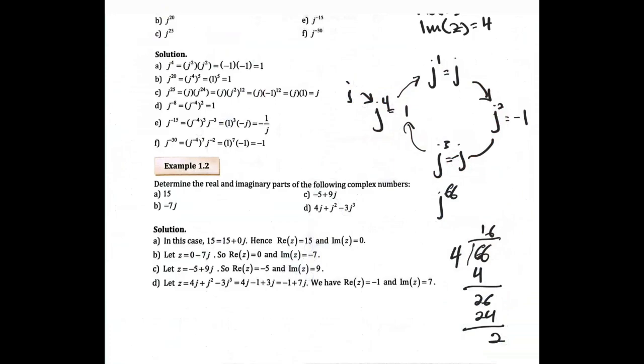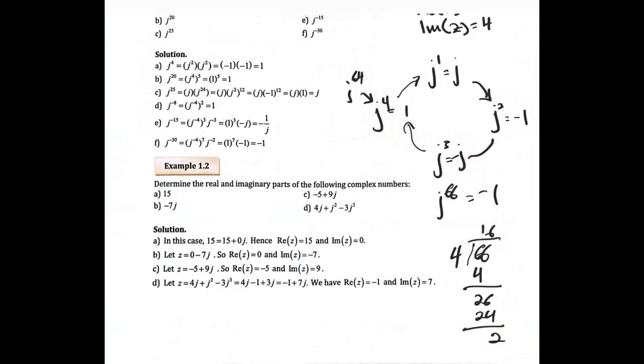So basically these 16 cycles of 4 will give us j^64 equal to 1, with a remainder of 2. To complete it to j^66, we just need to move another 2 steps, because the remainder is 2. So this is 64, 65 and 66. The remainder is 2, so j^66 is equal to negative 1. That is how you figure it out. You can try any power, just look at the remainder. That's all.